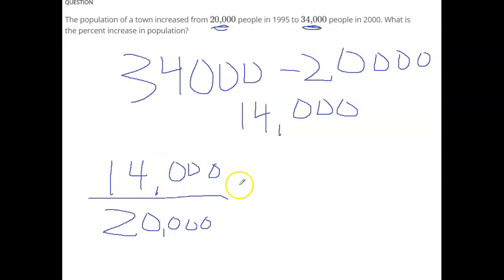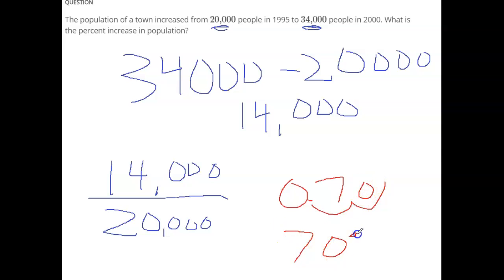So do division there, 14,000 divided by 20,000. And when you do that division, you should get 0.7. That's the decimal version. You want to slide 2 decimal spots. So we're going to have to put another 0 in there to make it 70% is the percent increase in population.